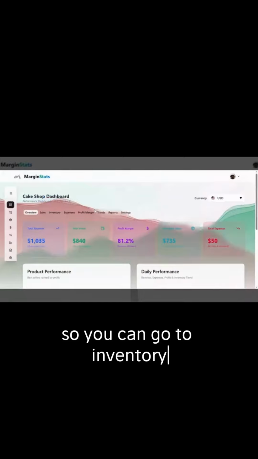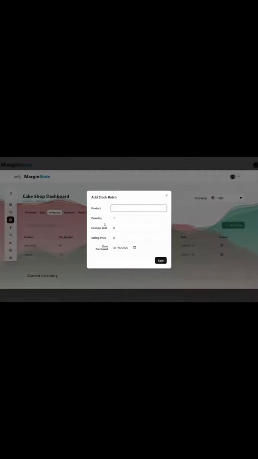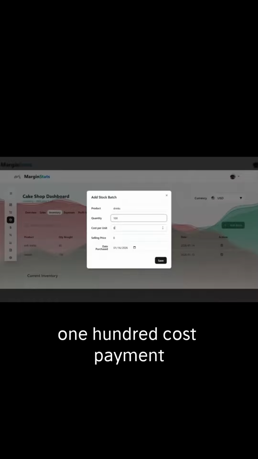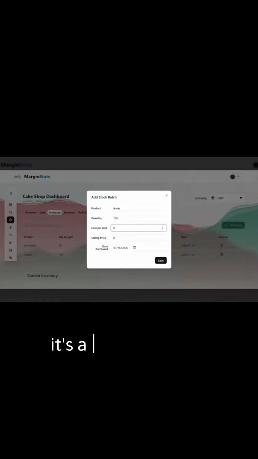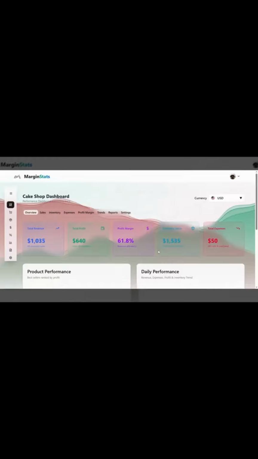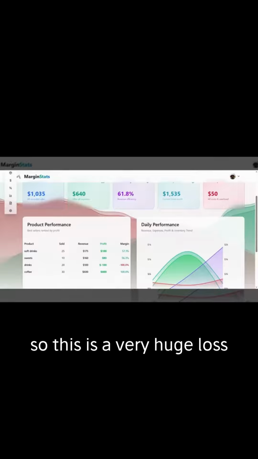So if you go to inventory, do the same product, drinks, quantity, let's say you bought in bulk 100, cost per unit, let's say it's costing $10, you're selling it for $5. If you add it, then if you head back over to overview, you will see you made a loss of $100. So this is a very huge loss.